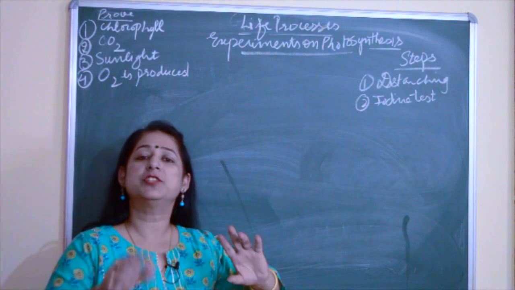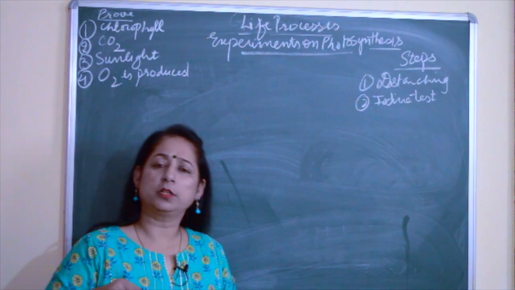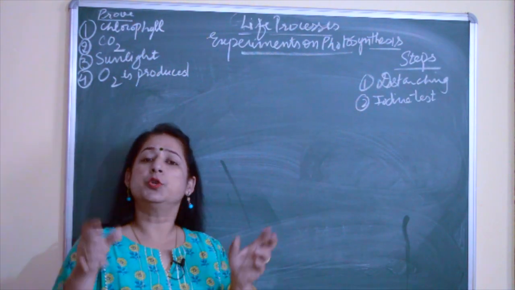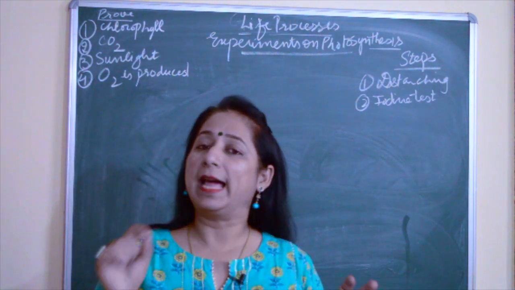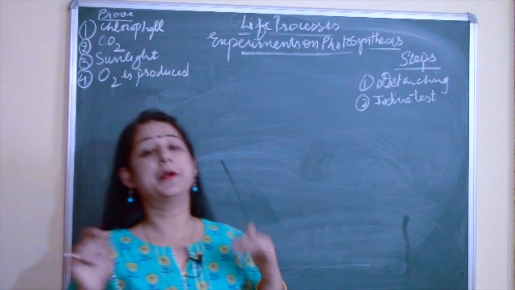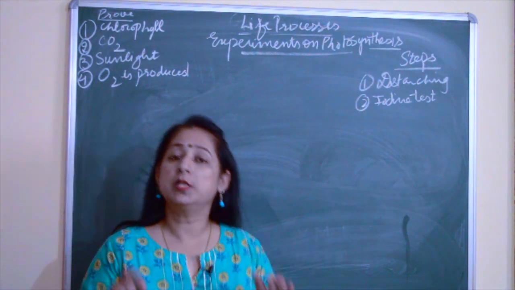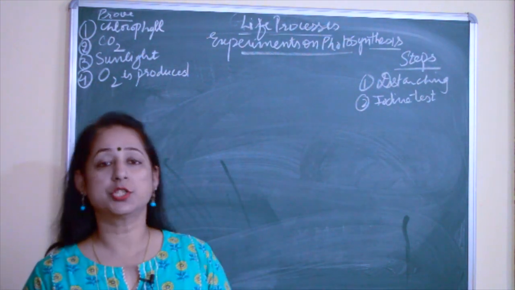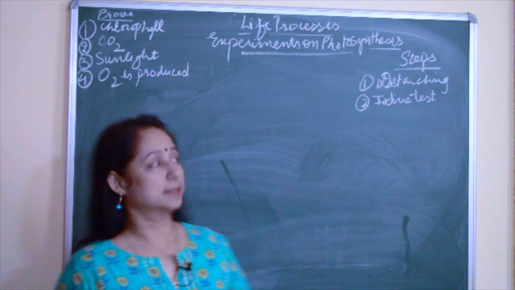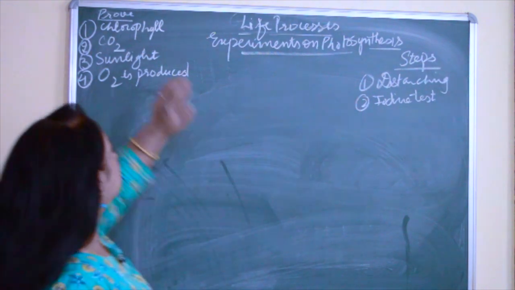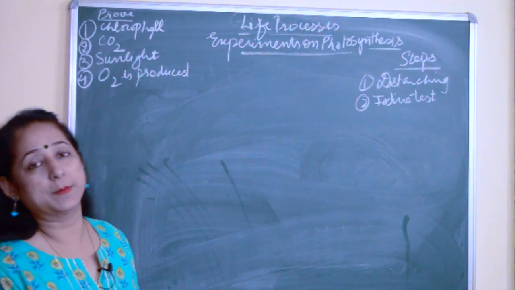In your book, they have just asked, why do we boil it in water? Why do we boil it in alcohol? So you write in front of it that we boil it in water to kill the cells. We boil it in alcohol to remove chlorophyll and then iodine is put. When iodine is put, the parts which have starch turn blue black and the parts which do not have starch remain colorless. So these are the 2 steps which will be same for any of these experiments.